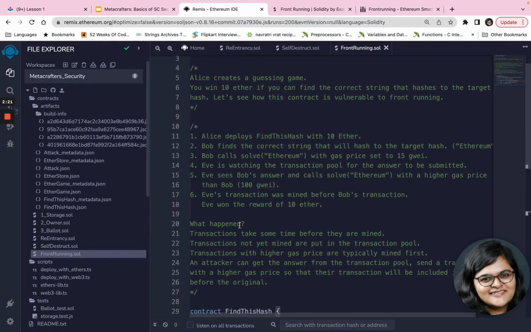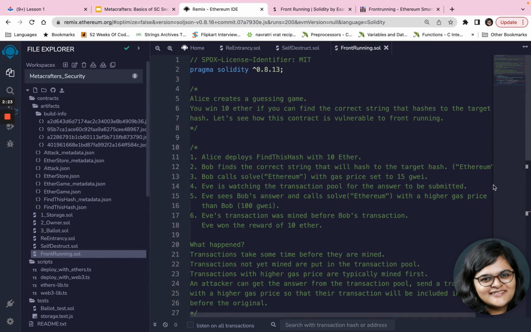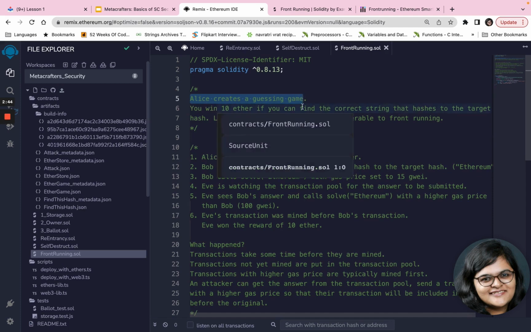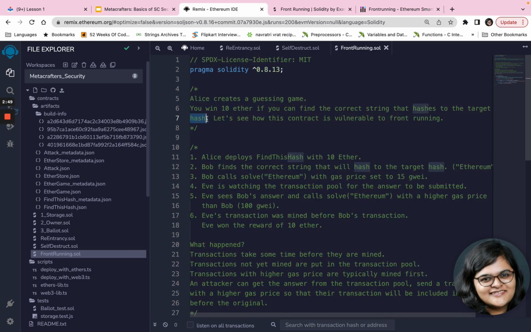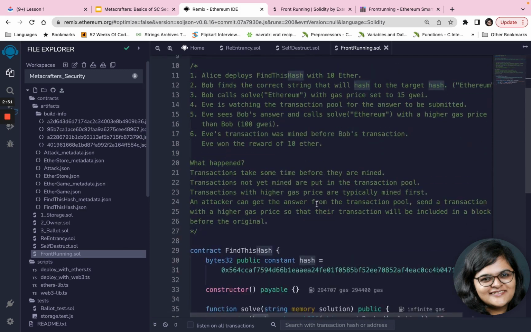Let's see a quick example of how this can potentially affect the code that you can write in Solidity, right? Now, this is a popular guessing game. This is an exercise that's also available on Ethernaut. I will suggest going through Ethernaut whenever you have some free time. It's one of the best websites for you to understand the best practices when it comes to security. It has a lot of puzzles. So this is a guessing game where Alice has created this. You win 10 ether if you can find the correct string that hashes to the target hash. Let's see how this contract is vulnerable to front running, right?